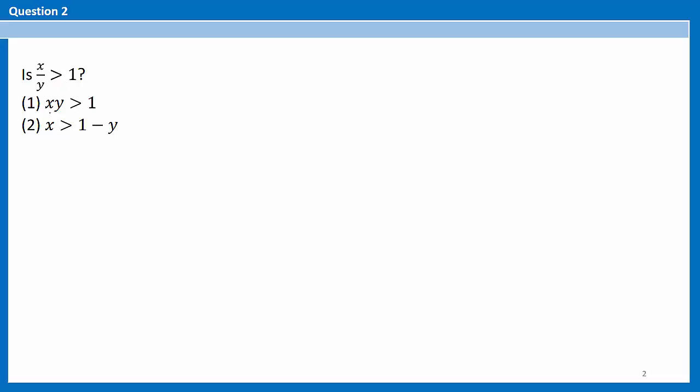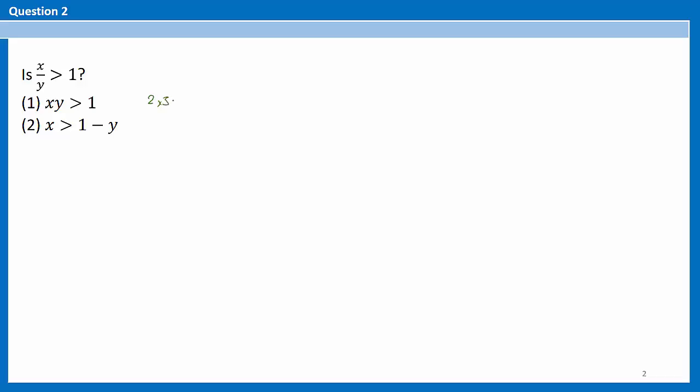Statement 1 says that x times y is greater than 1. Okay, now we have no information about x and y. We don't know if it's positive. We don't know if it's negative. We don't know if it's an integer. We don't know if it's a fraction, decimal. So since we don't know anything, and there is no rule that says that if the product is greater than 1, the division must be greater than 1, then I could try some values to see if there are two options. Okay, let's see. For example, let's go with 2 and 3.